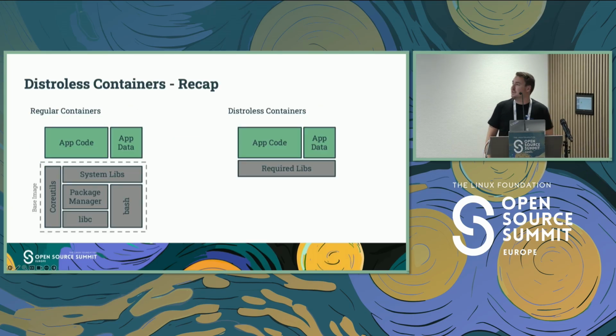Okay, with that context out of the way, let's do a quick recap about distroless containers. I guess since you're coming to a talk about distroless, you probably already know what it is, but in case anyone doesn't, a quick recap. On regular containers, you have your base image that contains all the normal OS stuff, like a package manager, your core utils, your shell, all that stuff, and then you build your app on top. The idea with distroless containers is you get rid of all that base layer. So your container really is just your app code, whatever data it needs, and just the bare minimum required libraries.